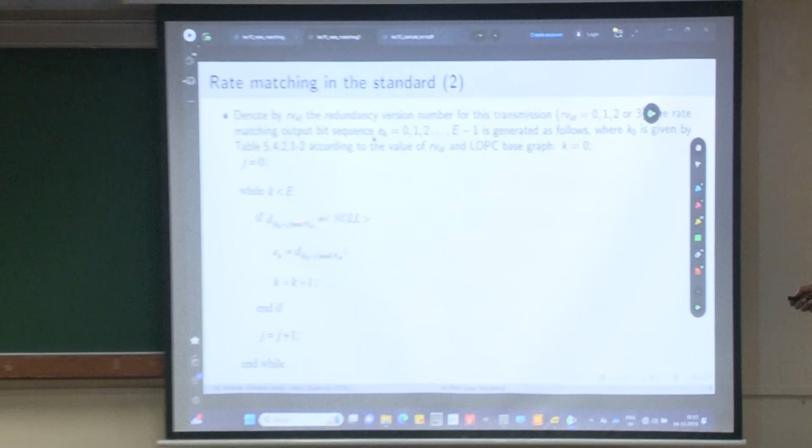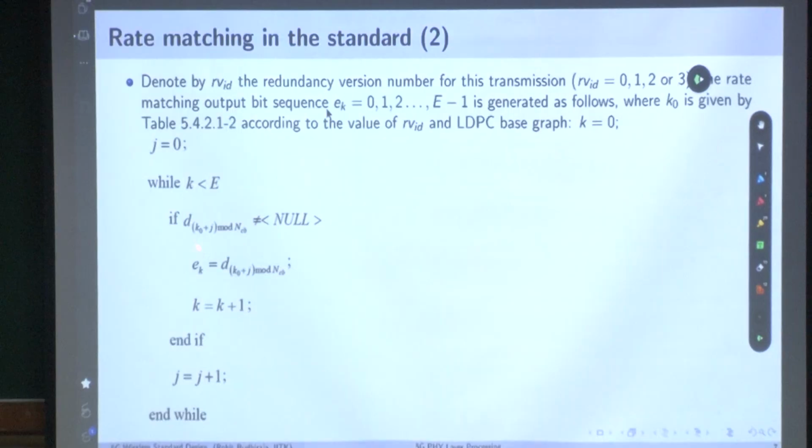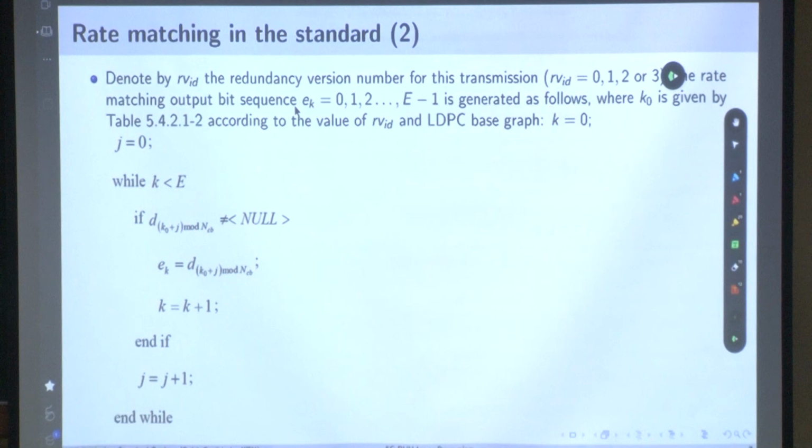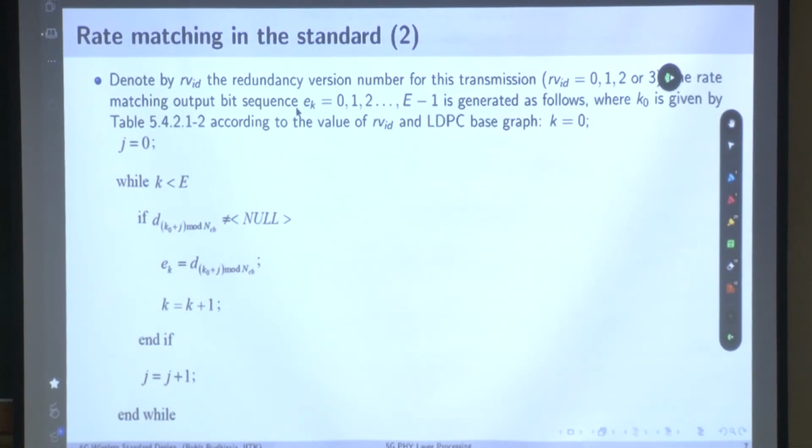So, J is a running index. While K is less than E, how many bits are you supposed to be reading? E bits; K is the index for that. What happens? If you read this, what is D? D is the input to the rate matching module, correct.